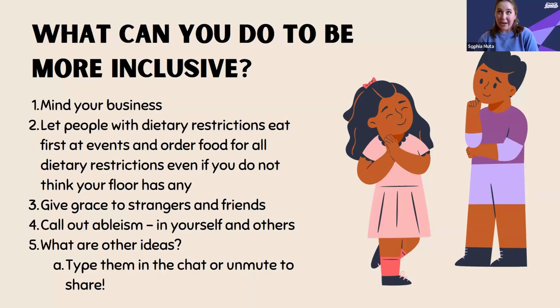Give grace to strangers and your friends. Call out ableism, right? In yourself and in others as you see it, as you experience it. And then I would love for all of you to take some time to reflect and then share some other ideas about what you can do to be more inclusive. Feel free to type them in the chat. I don't think you can unmute, but feel free to type them in the chat, and I'll read them off as they come in. You can also feel free to just write them down and keep them close if you don't want to share them.